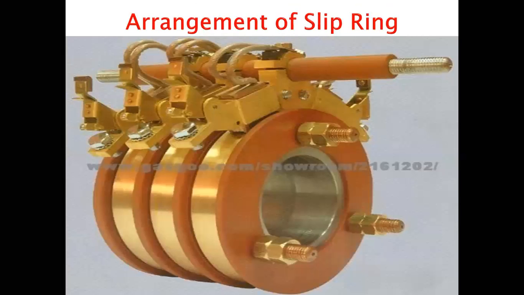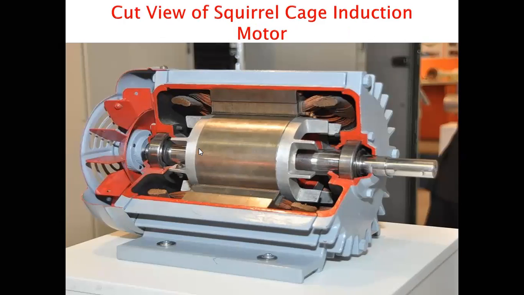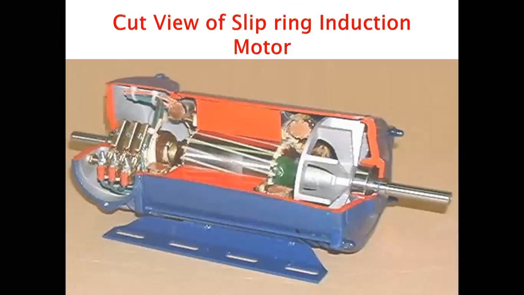Now, you can see the arrangement of the slip rings. These are the slip rings. This is how we are connecting them one by one, one after another. This is the cut view of the slip ring induction motor. This is the shaft. This is the fan. Here, when we are using the slip ring induction motor, you can see these are the slip rings.